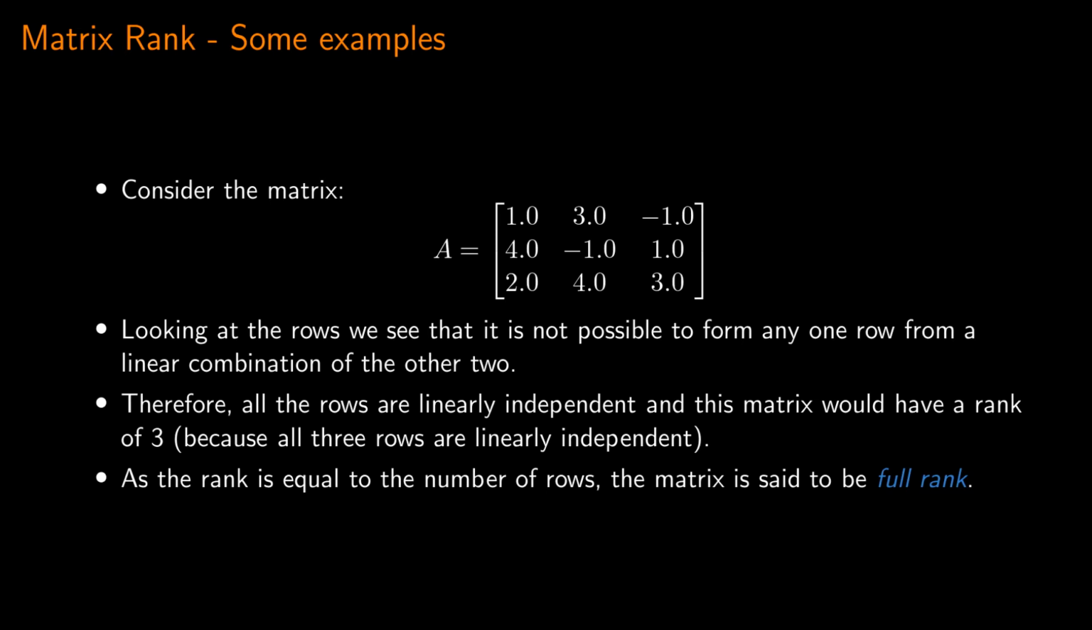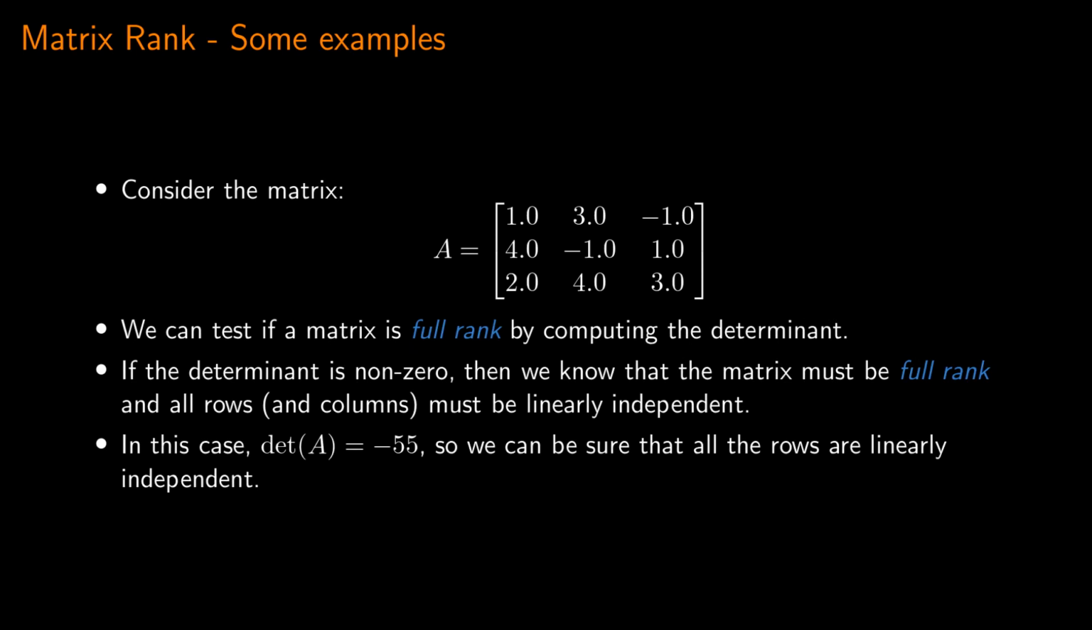So, in this case, there are three rows that are linearly independent, so the rank of this matrix would be 3. As the number of rows in the matrix is also 3, we say that this matrix is full rank. We can test whether the matrix is full rank or not by computing the determinant. Indeed, we have already seen this in the previous video on computing the n by n determinant, where we used that result to test whether a matrix would have an inverse or not. If the determinant is non-zero, then we know that the matrix is full rank, and that all of the rows and columns will be linearly independent of each other.